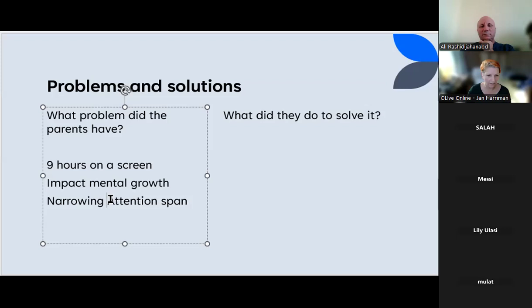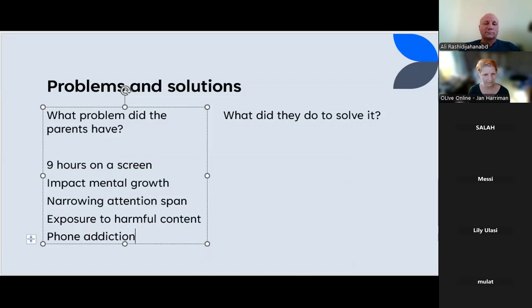Right. Feel free to either type things in or just talk. Really harmful contents. Exactly. That's another good one. Exposure to harmful contents, yeah. Absolutely. Very good. Phone addiction. Really good. Really good. How about the social aspect?